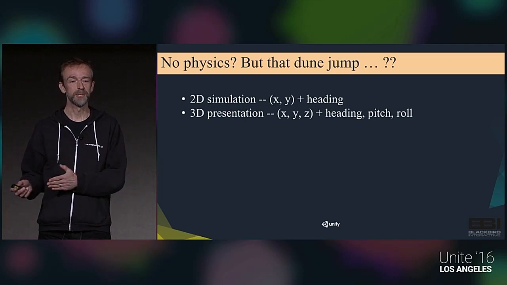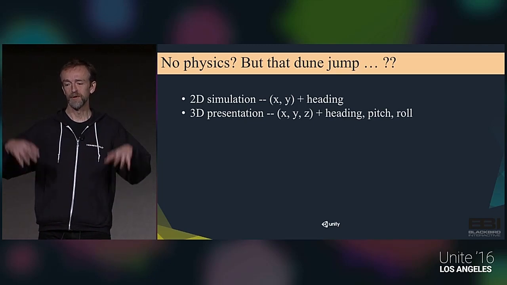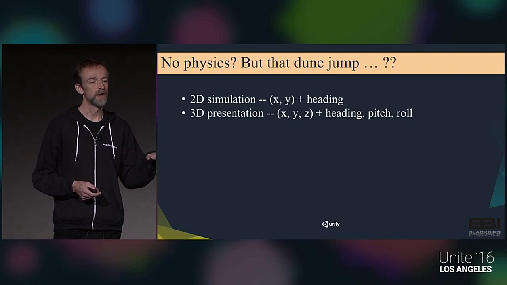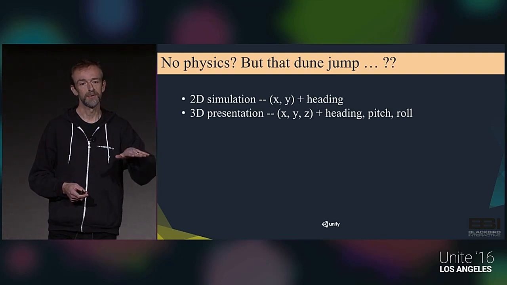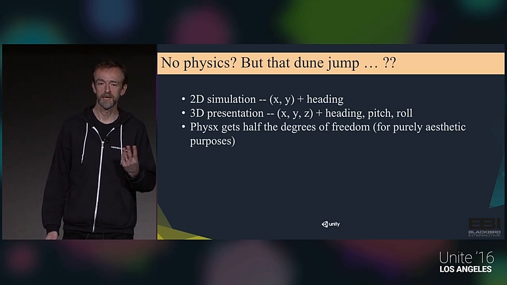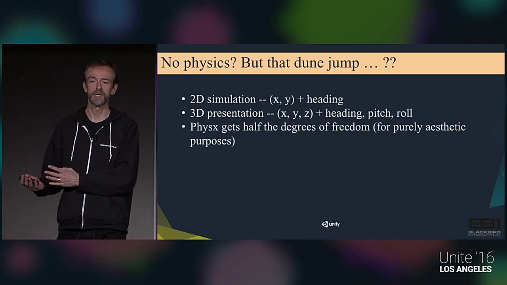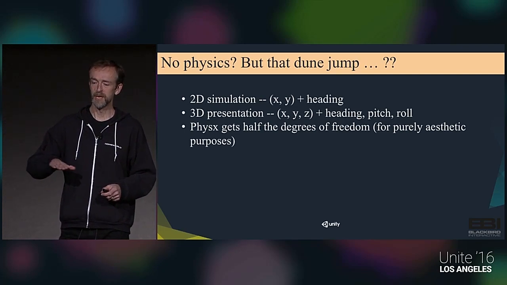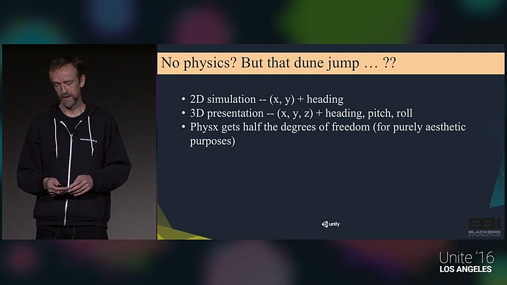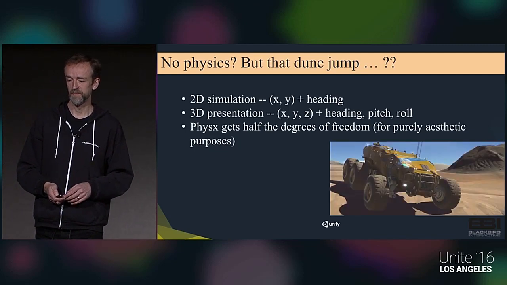We also have a 3D presentation layer. It's Unity 3D. We've got a roving camera. And in the presentation layer, we do have X, Y, Z position and all three degrees of orientation. And basically what we do is we lock down three of the degrees of freedom and let physics mess with the others. So the simulation is dragging the unit around, physics is bouncing it up and down, and everything looks like it's gloriously three-dimensional.